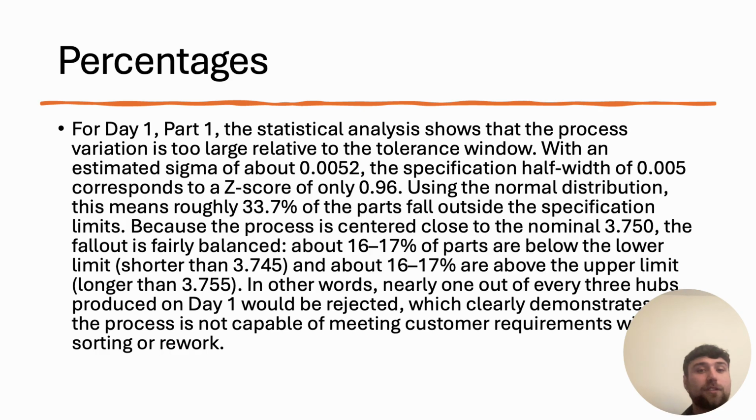Because the process is centered close to the nominal 3.750, the fallout is fairly balanced. About 16 to 17% of the parts are below the lower limit, shorter than 3.745, and about 16 to 17% are above the upper limit, 3.755. In other words, nearly 1 out of every 3 hubs produced in one day would be rejected, which clearly demonstrates the process is not capable of meeting customer requirements without sorting or rework.